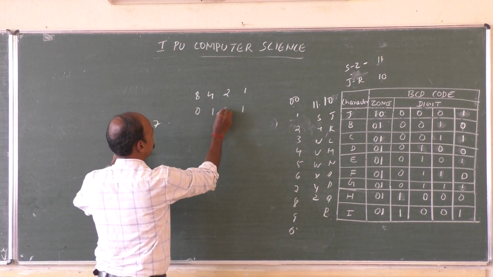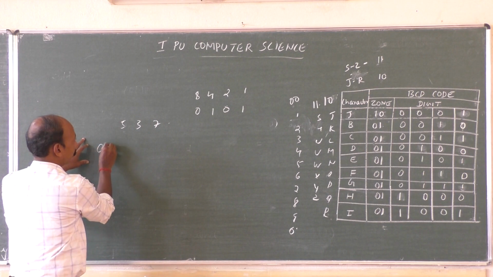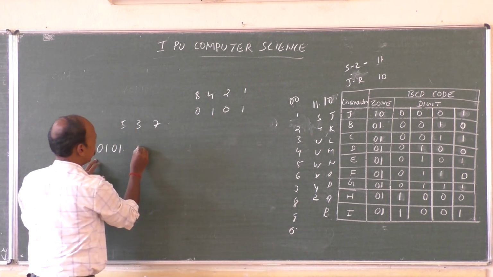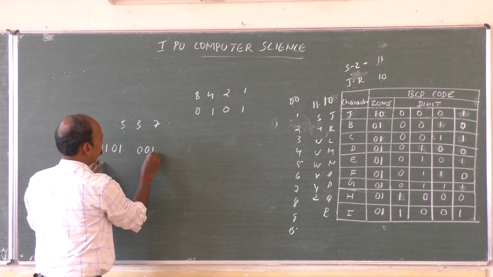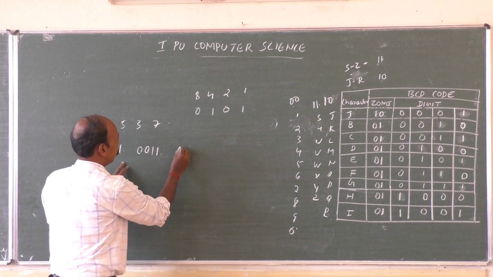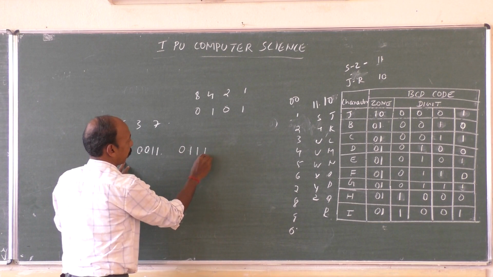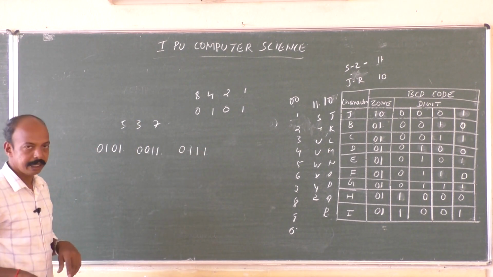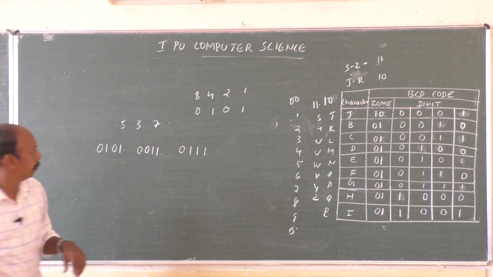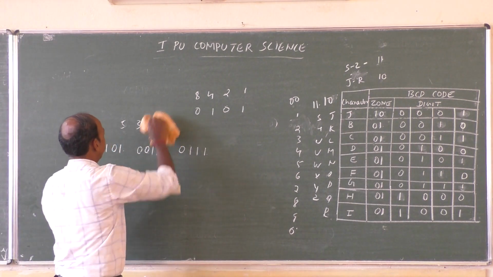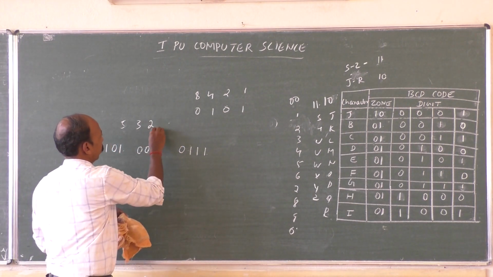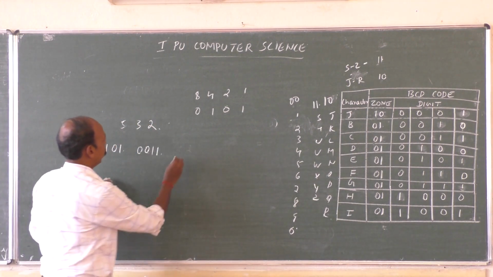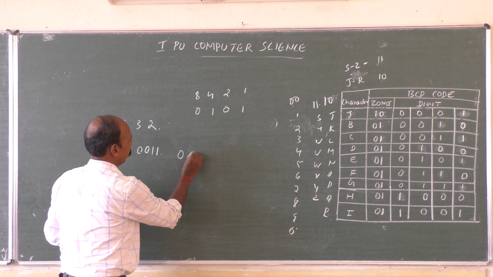So this will be 0, 1, 0, 1. 3 will be 2 and 1, so it will be 0, 0, 1, 1. For 7 it will be 0, 1, 1, 1. Or let me keep it simple. Instead of a 7, let me take some 2. Now it will be 0, 0, 1, 0.